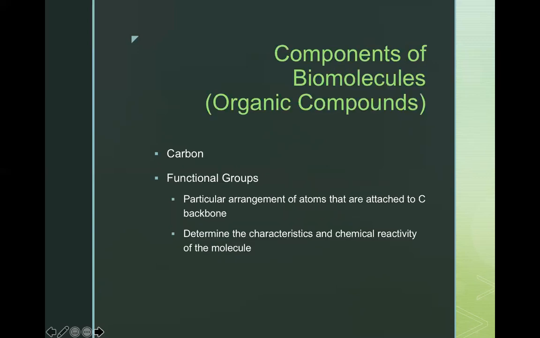Okay, so then we have functional groups. These are particular arrangements of atoms that are often attached to a carbon backbone, and they help determine the characteristics of a molecule as well as its chemical reactivity. Okay, how does it bond to other things? How quickly does it bond to other things? That sort of stuff. There are a lot of functional groups. You have to know them. I'm just telling you straight up that this is something that you are going to need to know. I will be asking you it on your test. I will be asking you it on the midterm. I will be asking it of you on the final exam. You must know your functional groups.